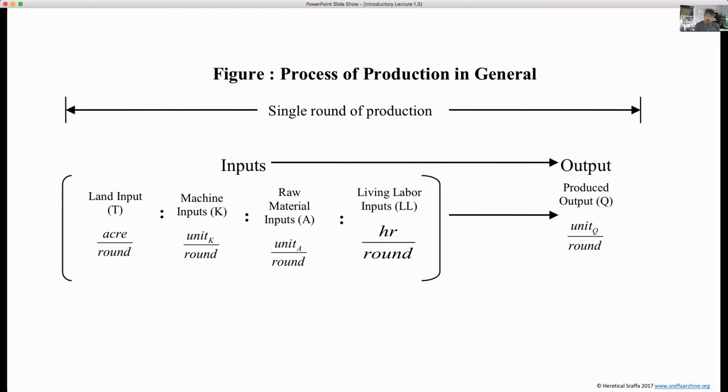You're going to have the land input, which is going to be so many acres per round of production. Then you're going to have the machine inputs, which are going to be so many units of machine per round of production. The machine input is going to be referred to as fixed capital. The point of a machine input is that at the end of the round of production, you still have the machine left over for a subsequent round. So fixed capital is capital that remains for subsequent production processes.